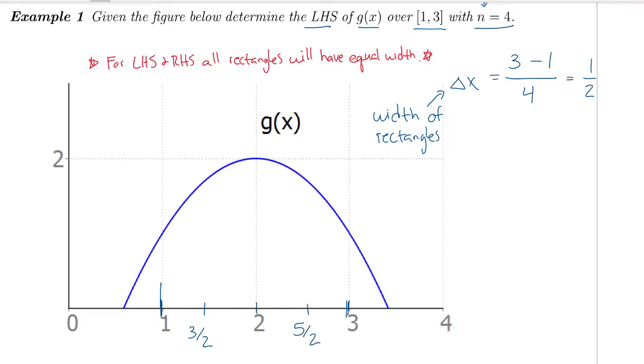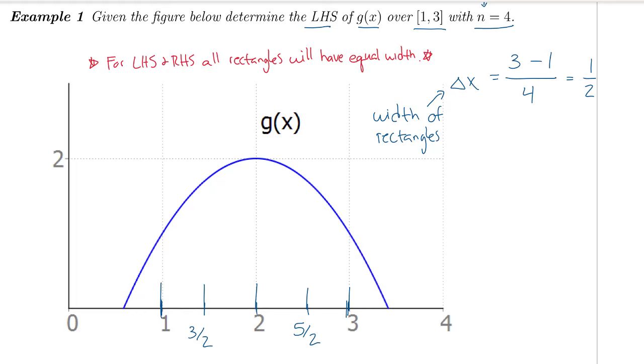So you can always check by just drawing the base of the rectangles, and we should have 1, 2, 3, 4 of them. So that's looking good. That tells us our width must have been correct as long as we skip counted correctly. So how do we know which height to draw? That comes from our left-hand sum.